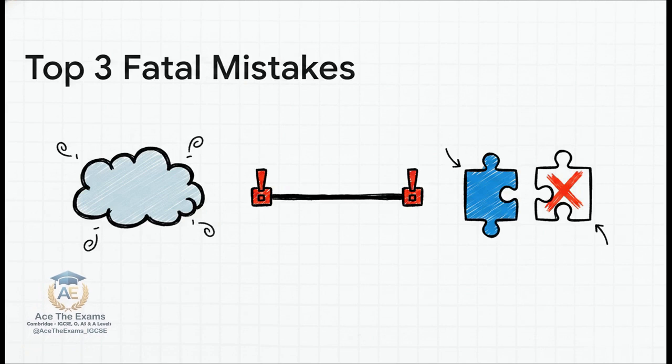Warning number 2, students constantly forget to check boundary conditions and edge cases. Think about it. What happens at the most significant bit or the least significant bit? You must explicitly account for these in your logic. And warning number 3, which is hands down the biggest offender of them all, answers are not specific to the context given in the question.